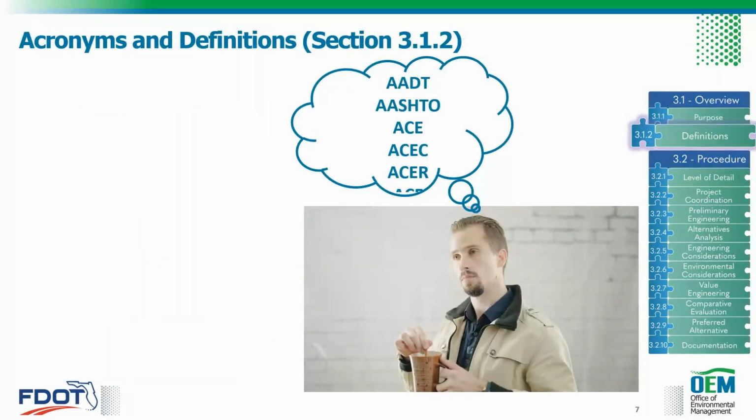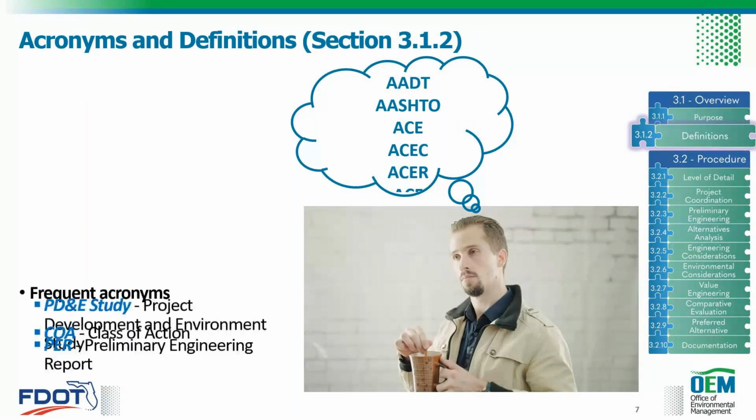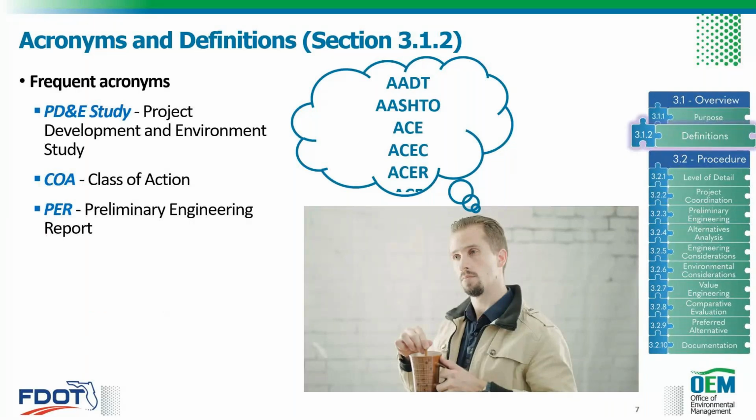All right, we would not be PD&E if we didn't have a bunch of acronyms. So in section 3.1.2 of the chapter, you're going to find our definitions and acronyms. Some of the ones that you're going to hear today pretty frequently are PD&E study, which is project development and environment study, COA, which is class of action, preliminary engineering report, or your PER.